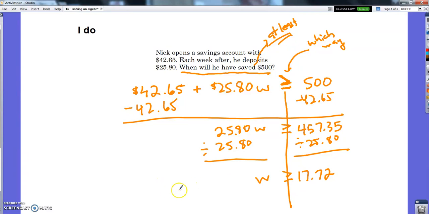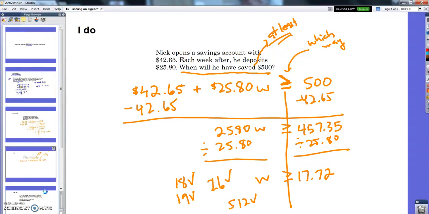So this means it is fine if after 18 weeks he'll have enough money, after 19 weeks he'll have enough money, after 26 weeks he'll have enough money, after 512 weeks he'll have enough money. Anytime the number of weeks is greater than or equal to that, he'll have his money. So it's just like we've been doing, nothing new, same steps, just a different sign, nothing to be worried about. Okay? Let's do one together.